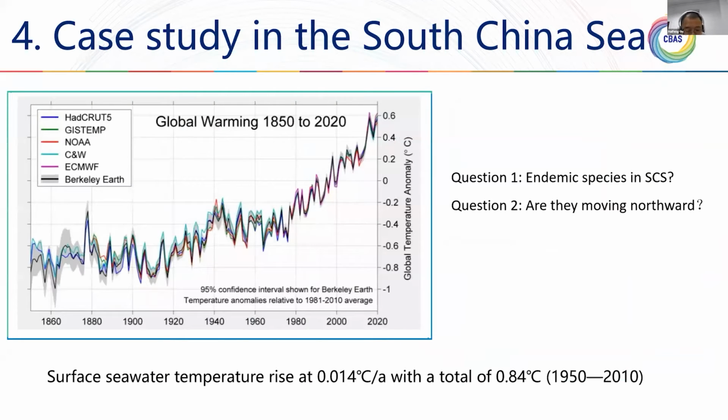As we know, in addition to eutrophication, warming also has profound effects on the marine ecosystem. Global warming has been apparent in the past century due to excessive emission of CO2. In the South China Sea, the surface seawater temperature rises at 0.014 degrees every year. So we have two questions. Question 1: is there endemic species in the South China Sea? And question 2: if yes, are these tropical species moving northward?